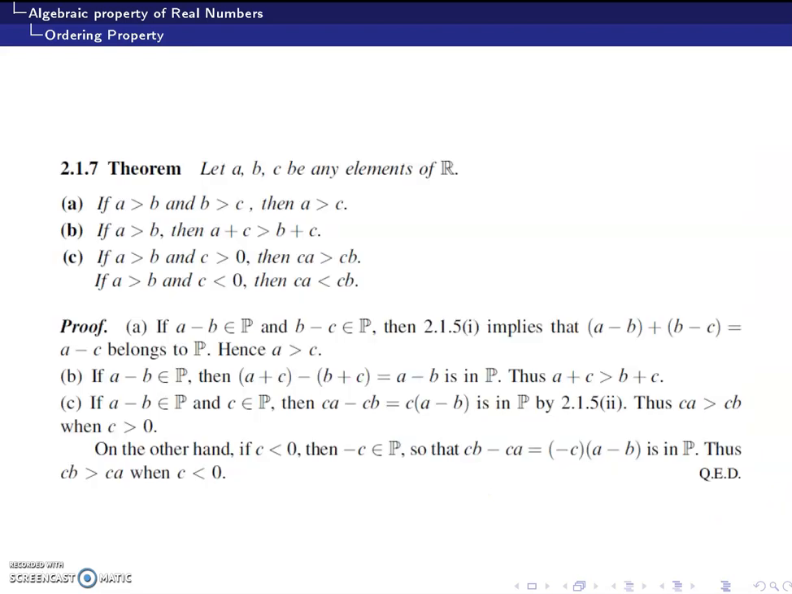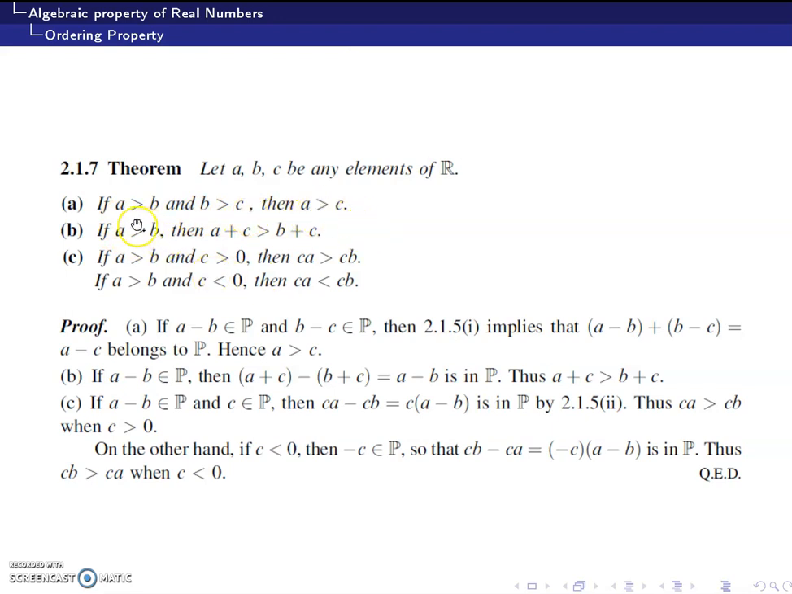Now we move on to some other properties of the set of all real numbers. The property is: if A, B and C are any three elements of R, then A greater than B and B greater than C implies A greater than C. That is, the inequality holds the transitive property. A related to B and B related to C implies A related to C, if we use the argument "related to" as "greater than". So A greater than B and B greater than C implies A greater than C.